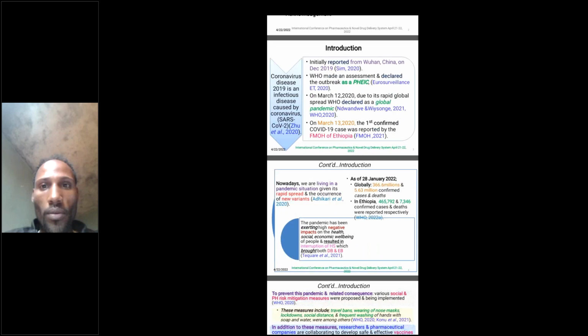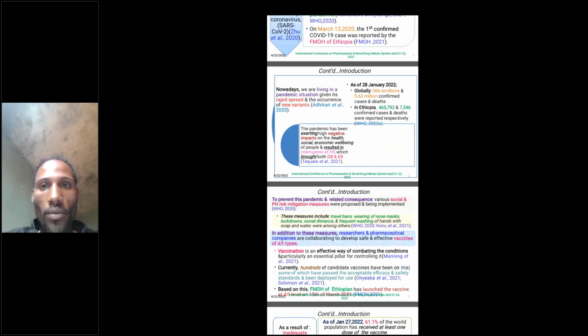When we come to our country, Ethiopia, it was first confirmed on March 13, 2020, which was reported by the Federal Ministry of Health of Ethiopia. Nowadays, we are living in the pandemic situation, given its rapid spread and the occurrence of new variants of COVID-19.